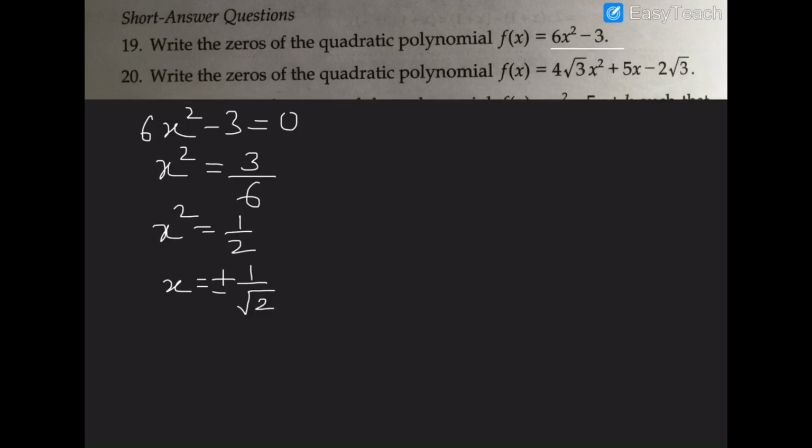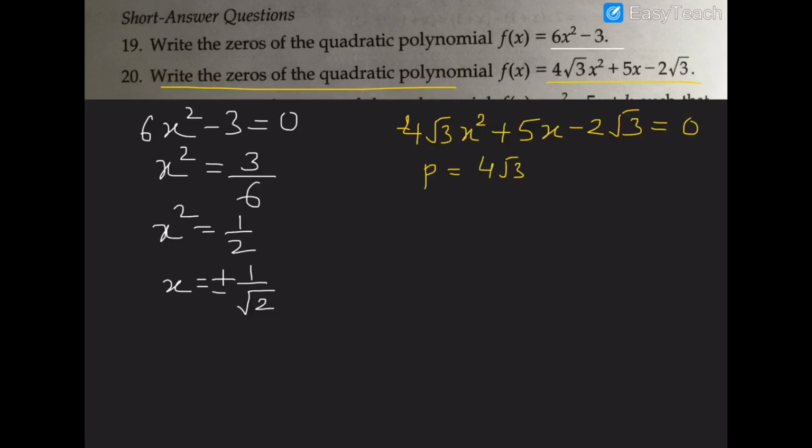So next question, question number 20. Write the zeros of the quadratic polynomial 4 root 3 x square plus 5x minus 2 root 3. So 4 root 3 x square plus 5x minus 2 root 3 equals 0. So what is the product in this? Product is 4 root 3 into minus 2 root 3, which gives you minus 24. And what is the sum you are getting? Sum is 5.